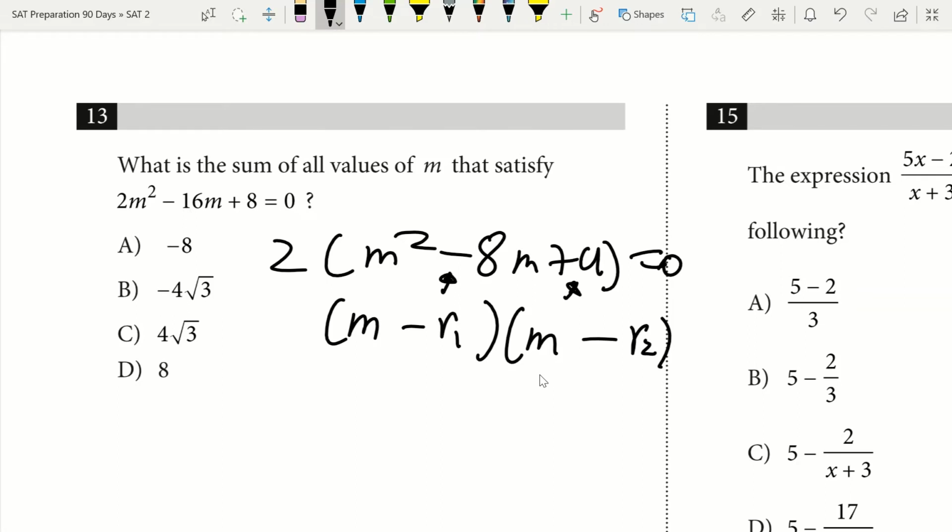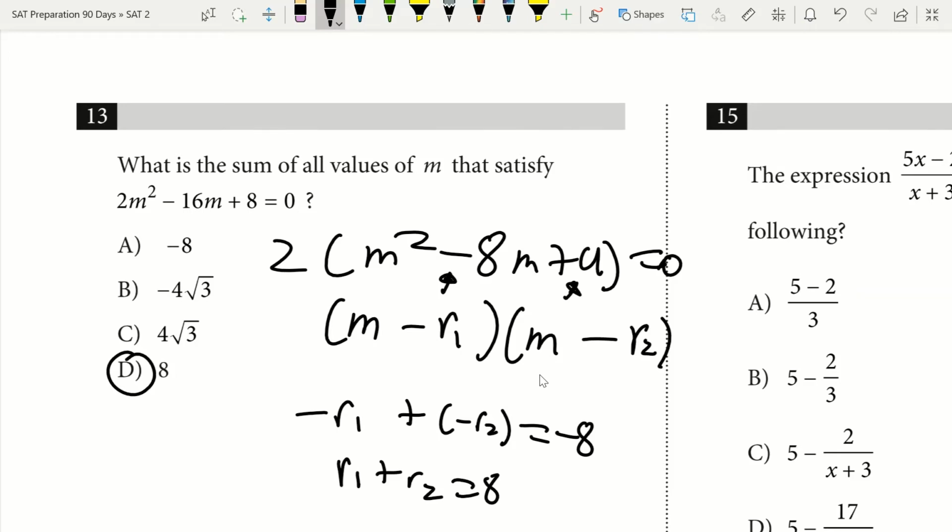At that point, what we know is that the sum of those values, that negative r1 value plus negative r2, has to equal that negative 8. We can flip the sign on all of those, and that will give us r1 plus r2 has to equal positive 8. So our answer there is going to be D for number 13.